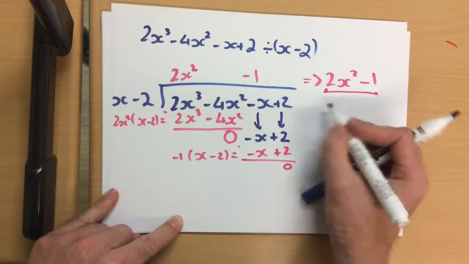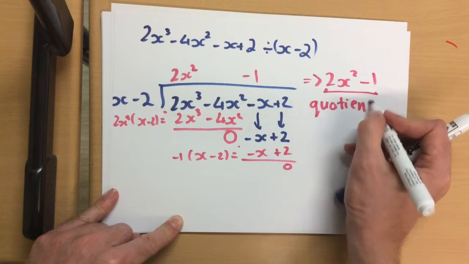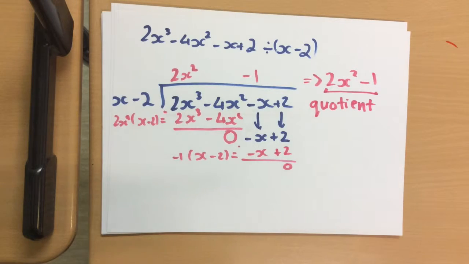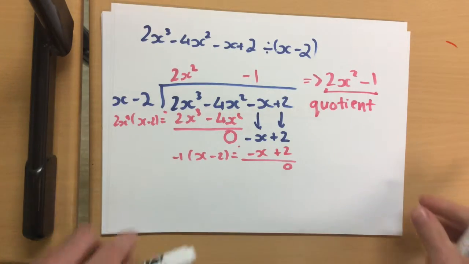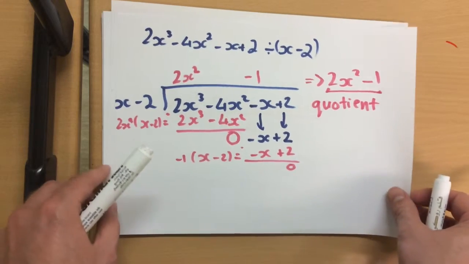And this is called our quotient, or quotient if you mispronounce it, but it's quotient. Right, that's a small recap from last time, plus a little twist.